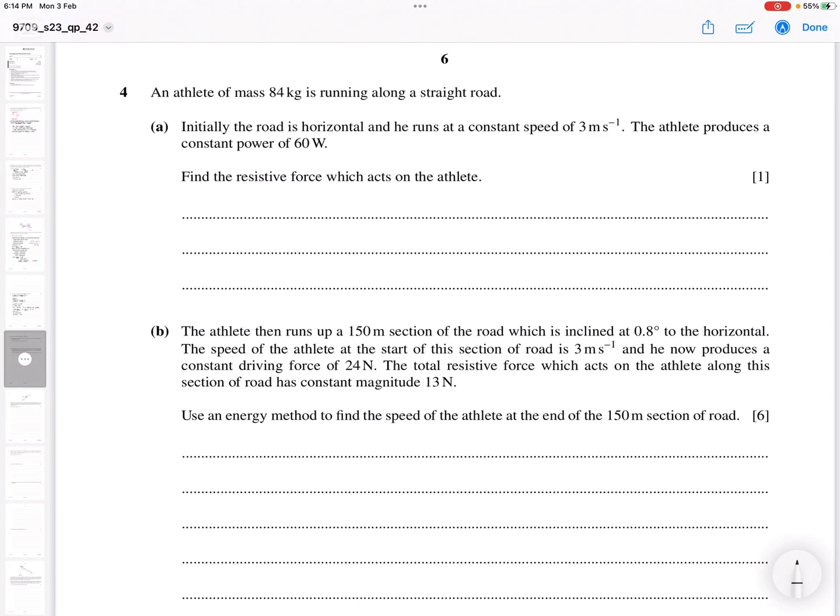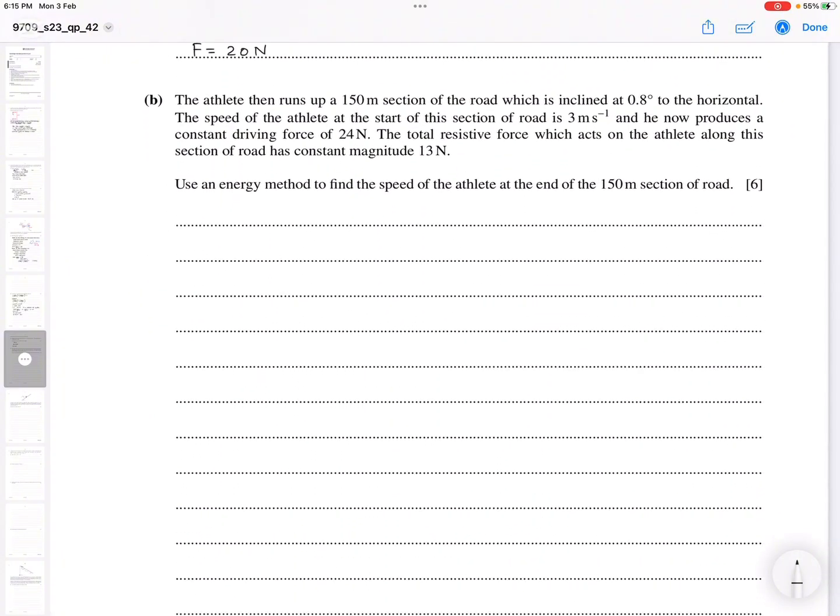Question number 4. An athlete of mass 84 kg is running along a straight road. In part A, initially the road is horizontal and he runs at a constant speed of 3 meters per second. The athlete produces a constant power of 60 watt. Find the resistance force which acts on the athlete. This is a 1 mark question and a very simple question. We just use the formula power is equal to force into velocity. Power is given 60 watt and force is to be known. Velocity is 3, so from here our force is 20 Newton.